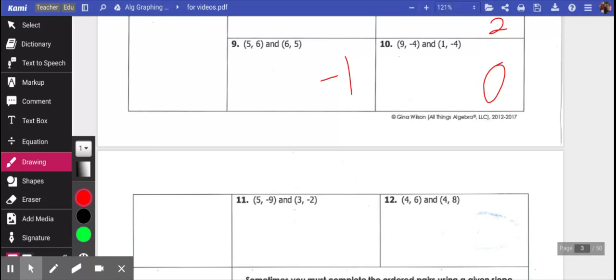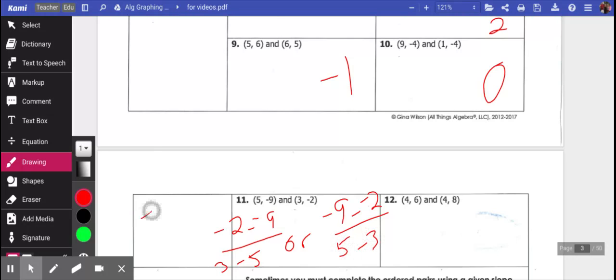I'm going to do it both ways. So you have -2 minus -9 over 3 minus 5. Or you could have done -9 minus -2, and then I have to start with 5 minus 3. Either way, your answer is going to be 7 over 2, and it should be negative. And then the next one is going to have a 2 over 0, which is your undefined.